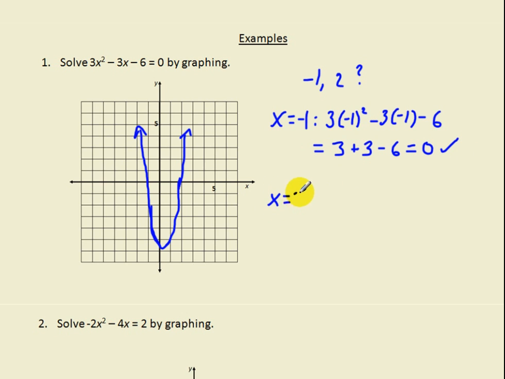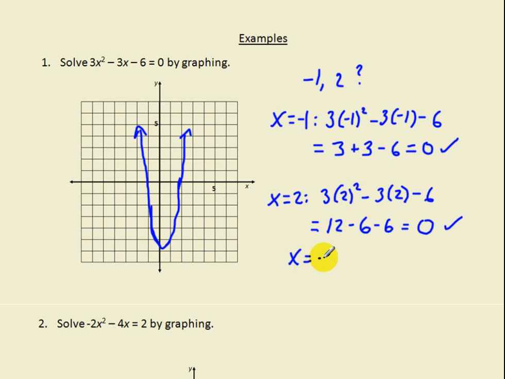Then for x equals 2, we have 3 times 2 squared minus 3 times 2 minus 6, which is equal to 2 squared is 4, times 3 is 12, minus 6, and then minus 6 again from the tail end here is equal to 0. So those are indeed our solutions. So x equals -1 or 2.